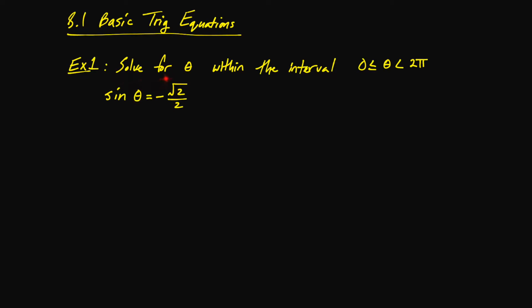So for this question we're solving for theta within the interval. Maybe this might not be given in the future, but just to say that this is the given interval and we have to solve for what theta is within this interval. And here's the question. Sine theta is equal to negative root 2 over 2. Take a moment to see if you can answer this, and we'll continue in a second.